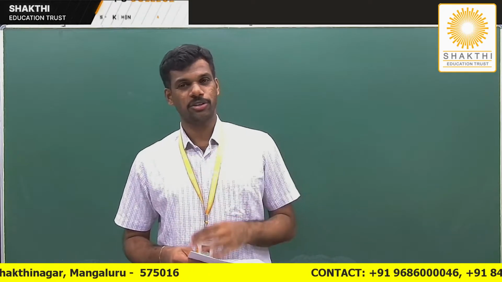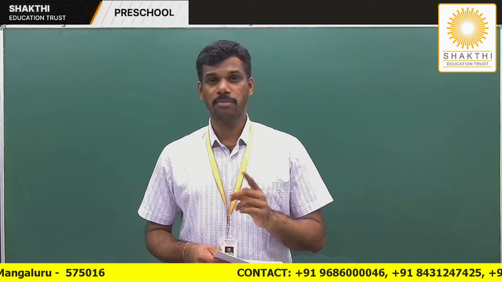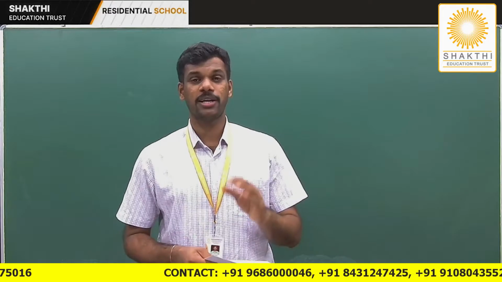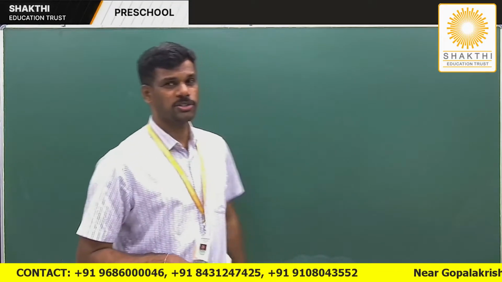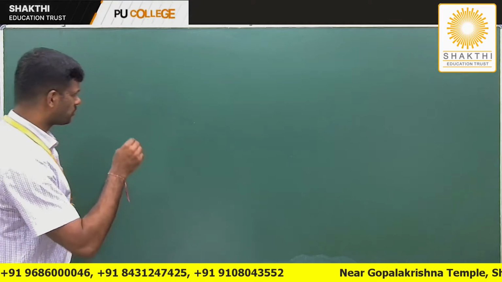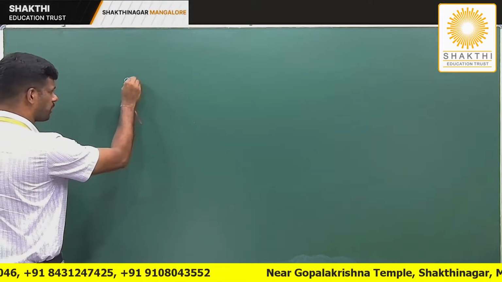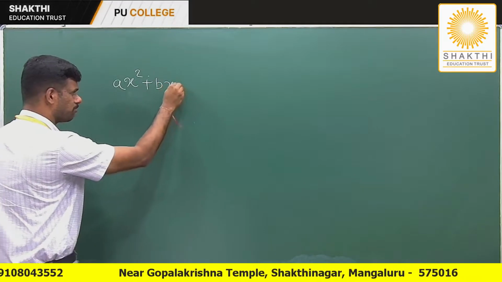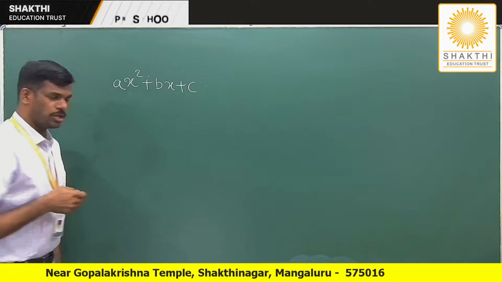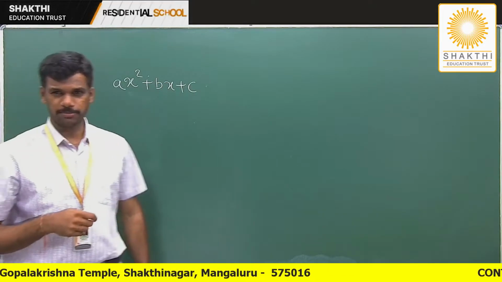Today, in this session, I am going to explain the 1 mark or 2 mark questions that are possible from the chapter Quadratic Equations. If you ask me what is a quadratic equation, I always say that, students, it is an equation whose degree is 2, of the form ax square plus bx plus c. You have studied this in the polynomials chapter.